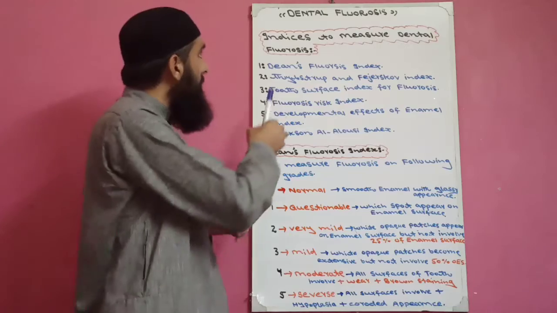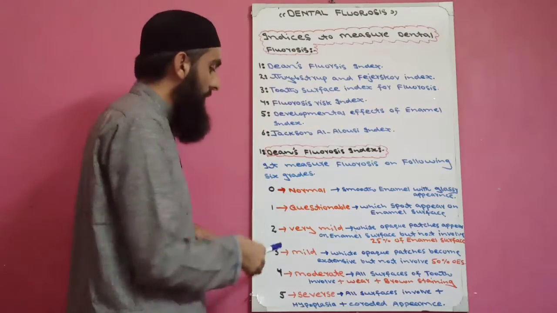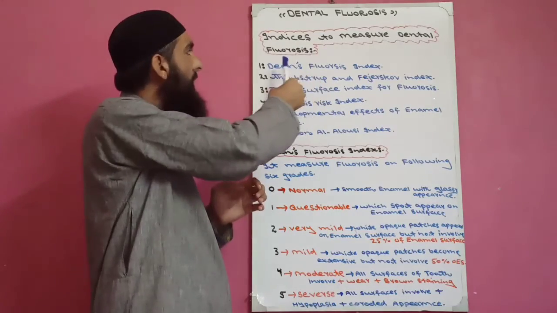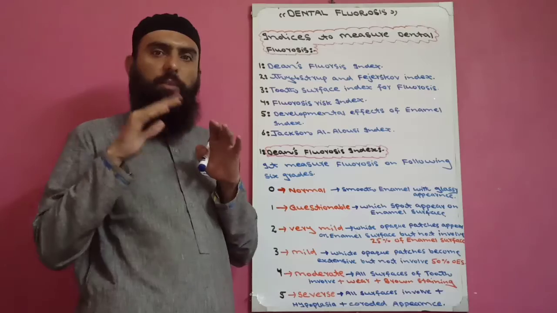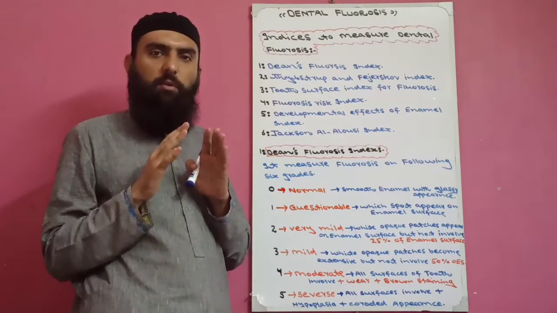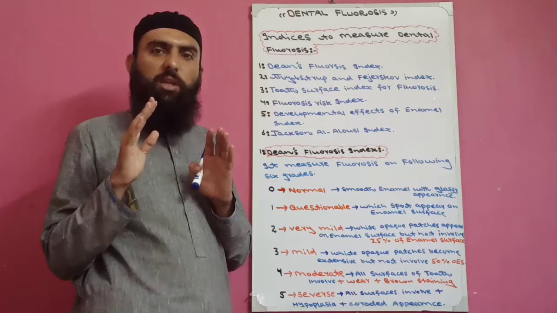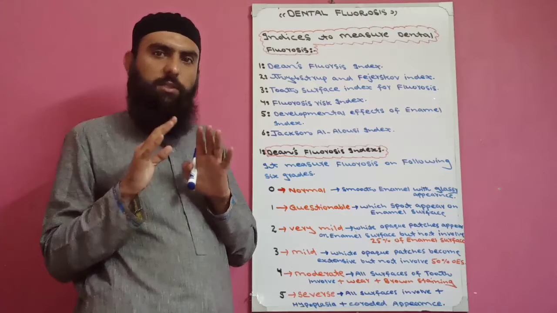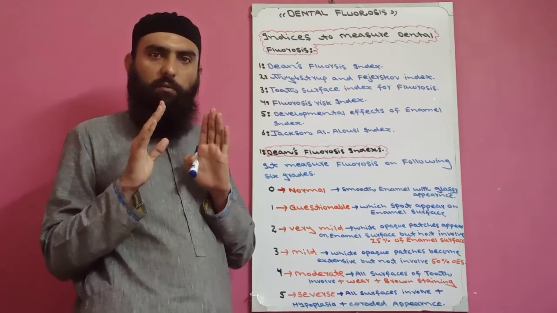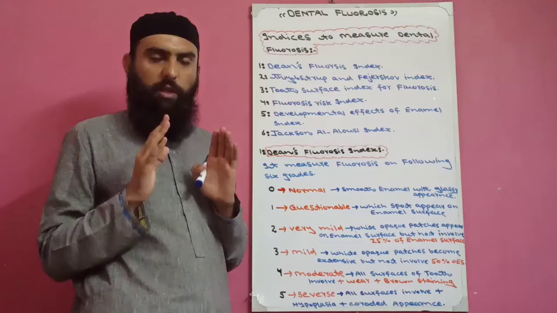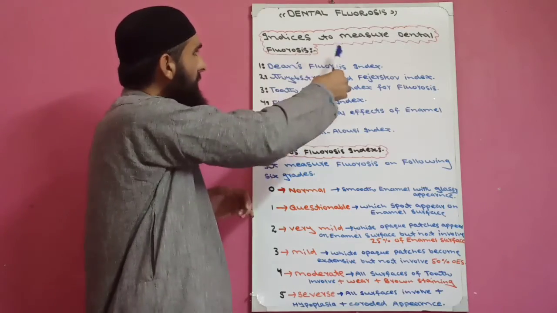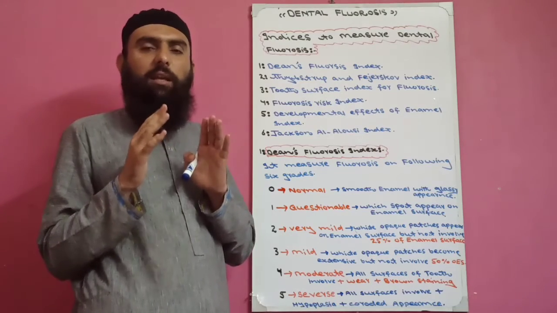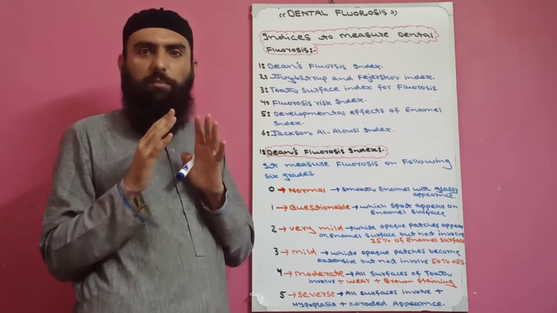These are the indices to measure dental fluorosis. Today we studied the indices to measure dental fluorosis. In the previous video, the first video of dental fluorosis, we already studied the definition, causes, optimum level of fluoride, and characteristic features of dental fluorosis. In today's video, we studied the indices to measure dental fluorosis. In the last video, we will study the treatment and prevention of dental fluorosis.